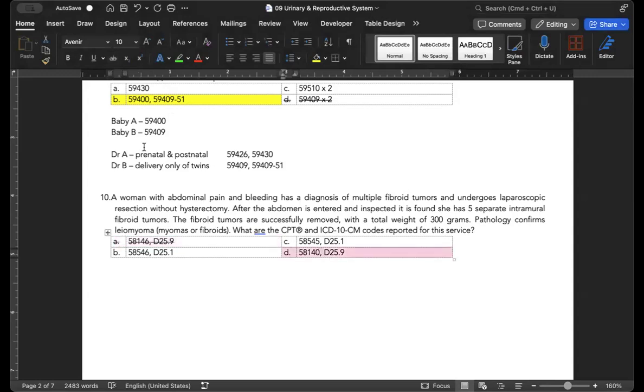So then let's go look at 58545 and 58546. So 58545 is laparoscopy, surgical myomectomy excision, 1 to 4 intramural myomas with total weight of 250 grams or less. And then 58546 is 5 or more intramural myomas and/or intramural myomas with a total weight greater than 250 grams.